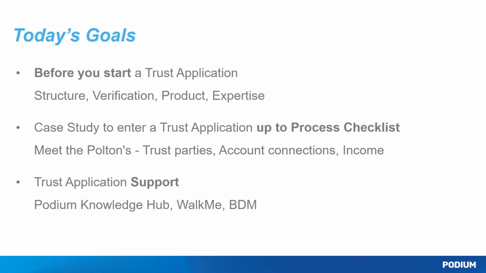We're also going to have a look at income in particular for trust parties. And again, depending on what income type you have, the income section can be quite simple or quite difficult, depending on what information you have and what the structure is. So that's going to be the bulk of our system learning in Podium. It's going to be around that area for the case study for meeting the Poltons.